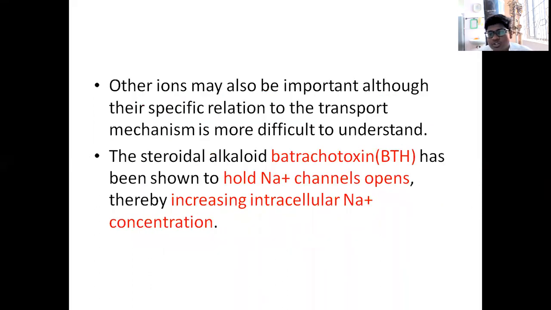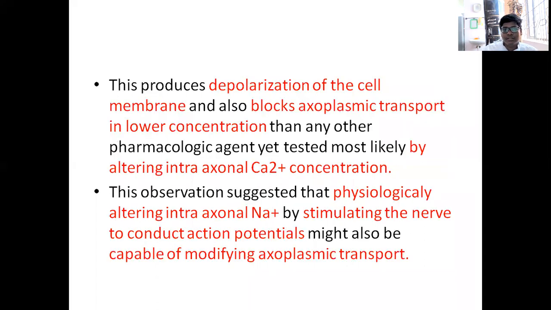Other ions may also be important, although the specific relation to the transport mechanism is more difficult to understand. The steroid alkaloid batrachotoxin has been shown to hold sodium channels open, thereby increasing intracellular sodium concentration. This produces depolarization of the cell membrane and also blocks axoplasmic transport at a lower concentration than any other pharmacologic agent yet tested, more likely by altering intra-axonal calcium concentration.